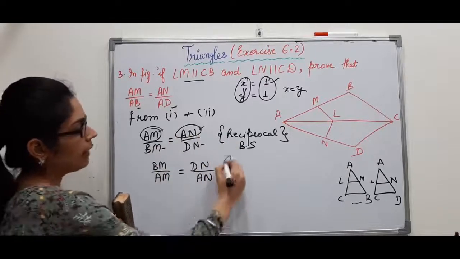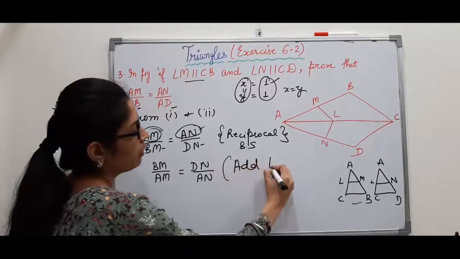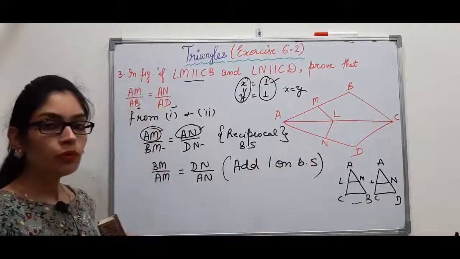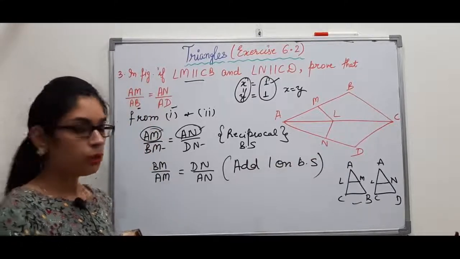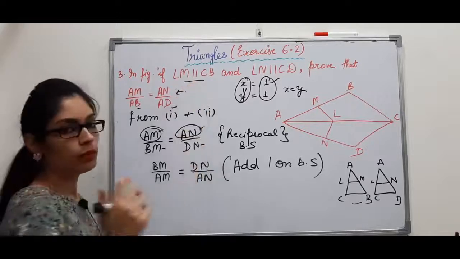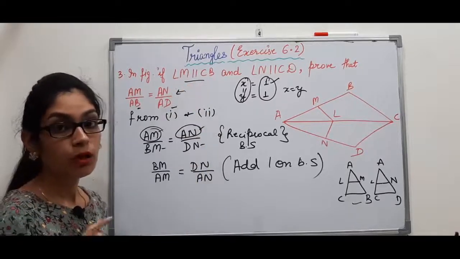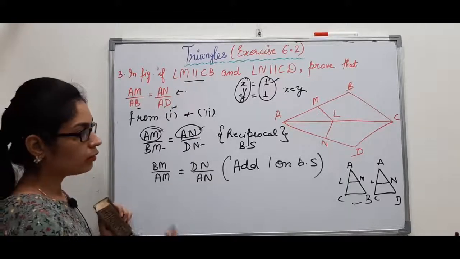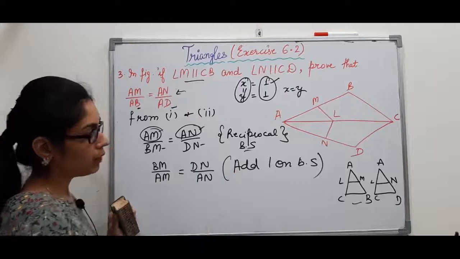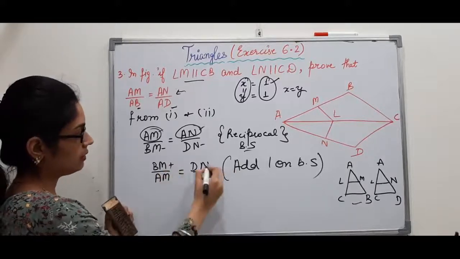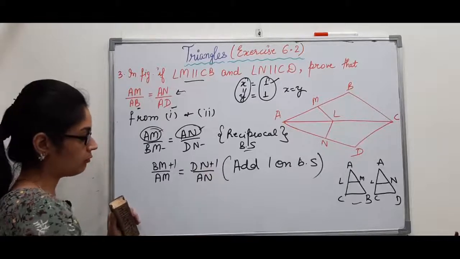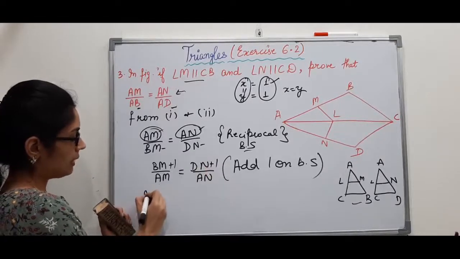So now add 1 on both sides. In proofs, whatever way you feel like, if you do it this way, you will reach this result. You are free to do anything, as long as it is not incorrect. So add 1 on both sides, plus 1, plus 1. I have explained that any change means we have to do it on both sides.